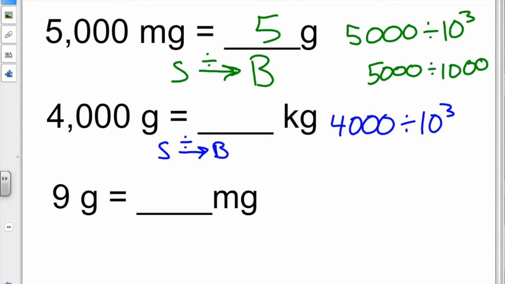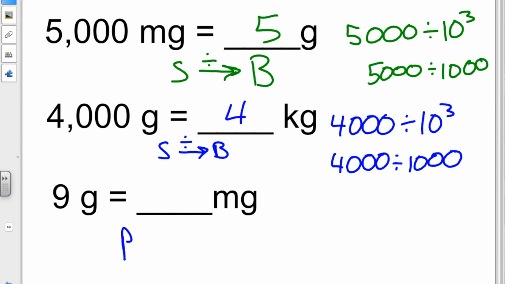So boys and girls, we're basically taking 4,000, again, divided by what? Yes, we're taking 4,000 divided by 1,000. Because 10 to the third is just a 1 with 3 zeros. Or 10 times 10 times 10. So 4,000 divided by 1,000 is just 4 kilograms.